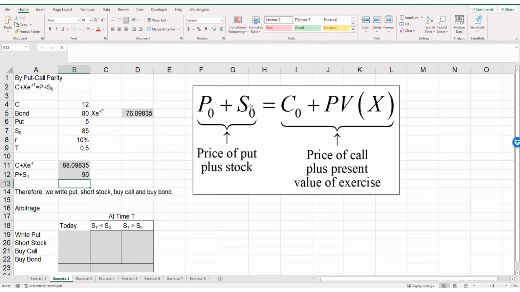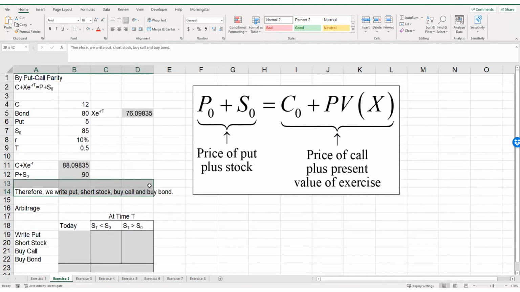On the left-hand side, we have put price plus the stock price, and that equals $90. On the right-hand side, we have the cost of the call and the present value of the exercise price. That will be $88. So $88 on the right-hand side does not equal $90 on the left-hand side, so put-call parity is violated. Therefore, we can discuss how to construct the arbitrage opportunity.